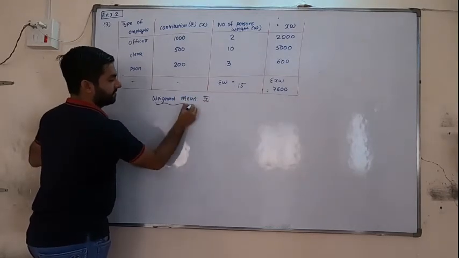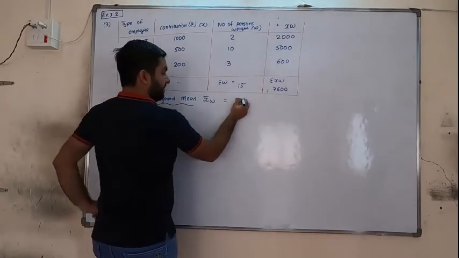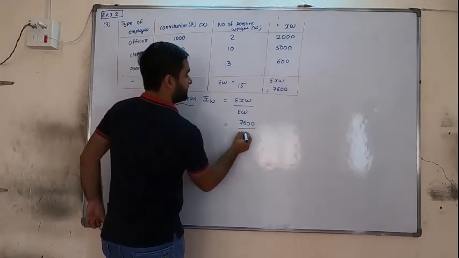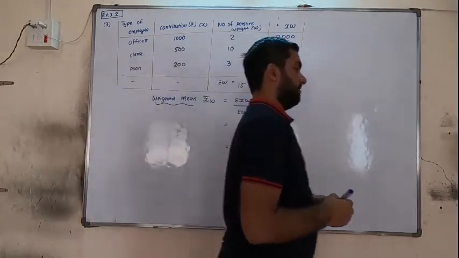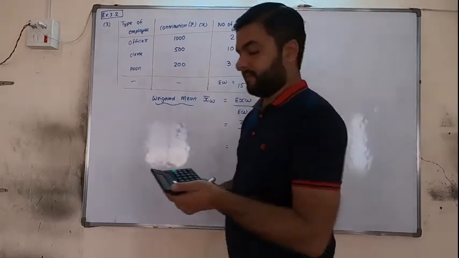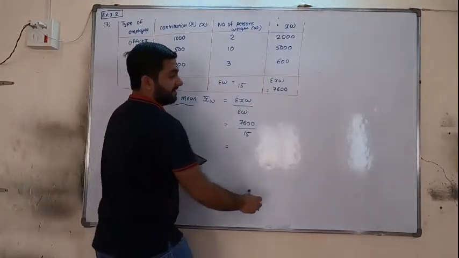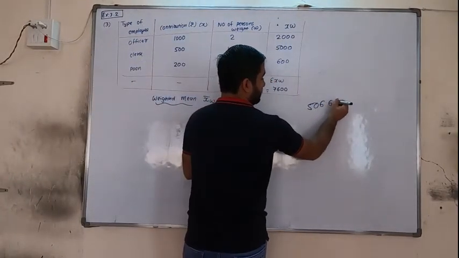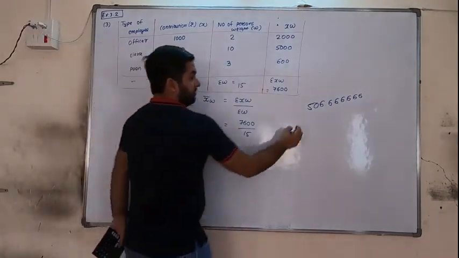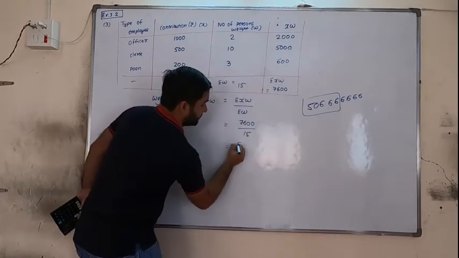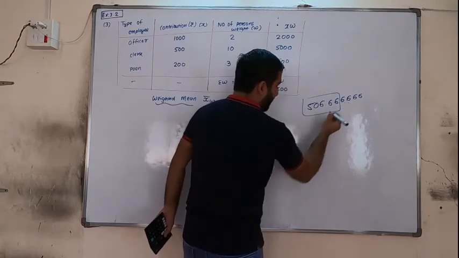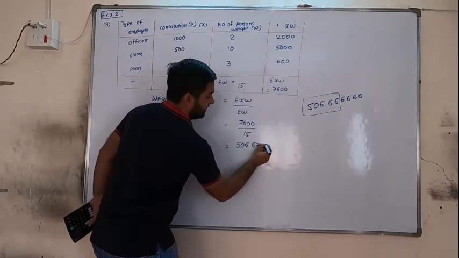Weighted mean X bar W is equal to sigma XW divided by sigma W. 7600 divided by 15 is, now friends, see what is given in our calculator. If we do this, 506.666666. So what should we write? 2 places after the decimal. So 506.66, and the next digit is more than 5, so it will become 506.67.